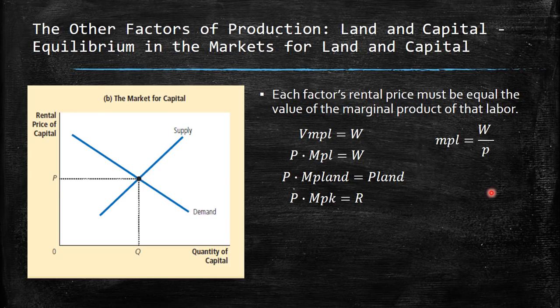Then, moving a little bit ahead, we will end up with a relationship where the marginal product of labor is exactly equal to real wages. So wages over price. We will understand that much better a little bit ahead, but this is the end result: the marginal product of each labor is exactly equal to the real price of that factor.